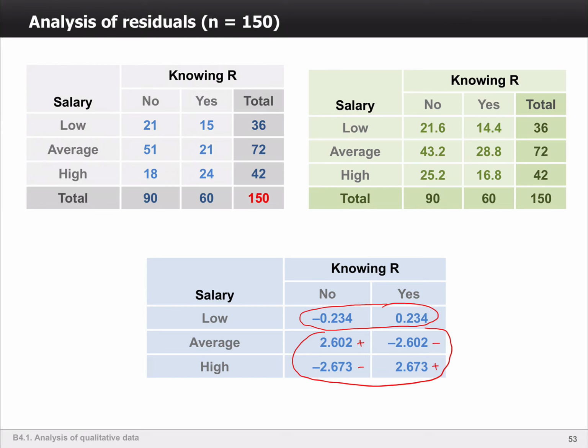So if we take this particular sample and look at these residuals and the test results, we can say that knowledge of R increases the probability to get a higher salary and decreases the probability to get an average salary. So it changed the ratio between average and high salaries, which in fact means that if you know R, you can expect a bit higher salary than those who don't know R.